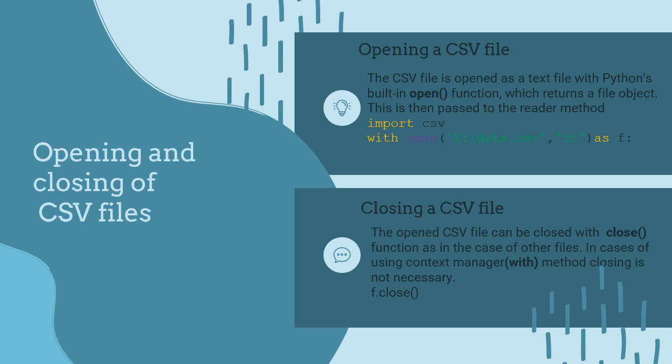Closing the file is also the same as the other file types. It uses the built-in method called close. In the case of using the context manager, the with statement, closing is not necessary. For example, as shown here, f.close. It is similar to other file types, that is, binary files and text files.